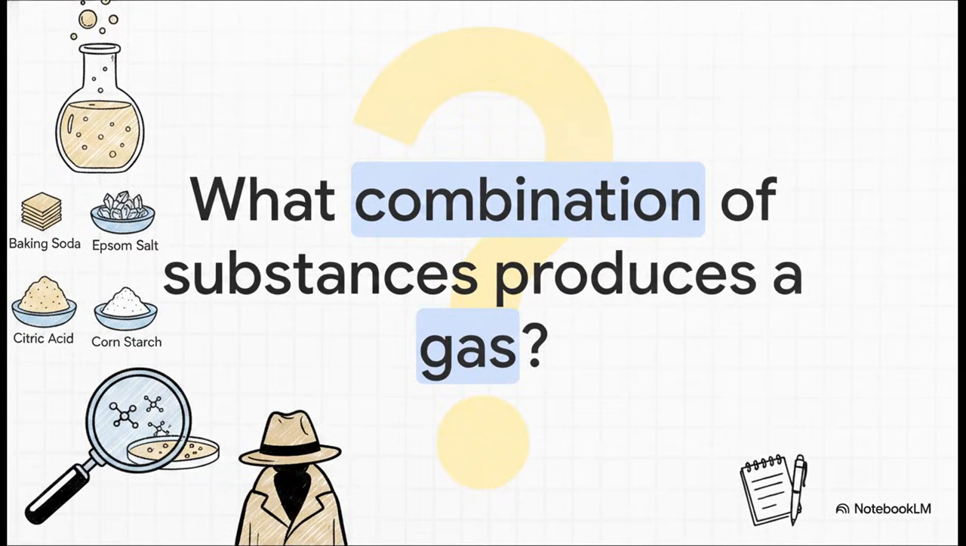To solve this mystery, we first run into a bit of a wall. If you take the individual ingredients of a bath bomb, stuff like baking soda, Epsom salt, citric acid, or cornstarch, and mix them with water all by themselves, absolutely nothing happens. No reaction, zero bubbles. So, we've got to put on our detective hats. Our driving question is, what specific combination of these substances is the actual culprit producing the gas?